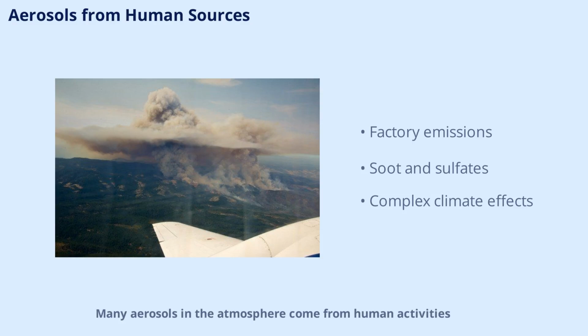Many aerosols in the atmosphere come from human activities, such as emissions from factories, vehicles, and power plants. Some aerosols, like sulfates and nitrates, reflect sunlight and have a cooling effect, while others, like soot, absorb sunlight and contribute to warming. The balance between these effects is complex, but overall, the increase in greenhouse gases from human activities is driving the current warming trend.